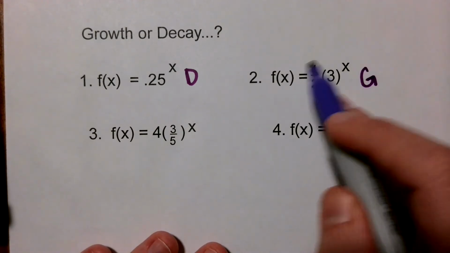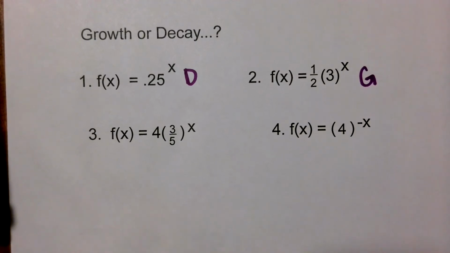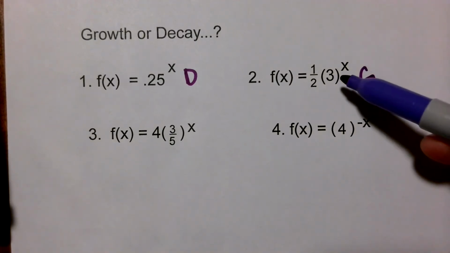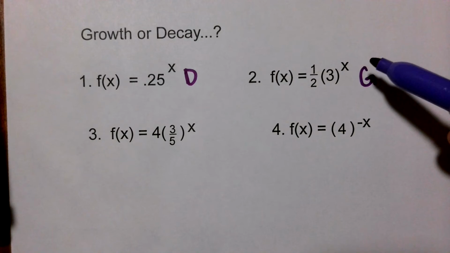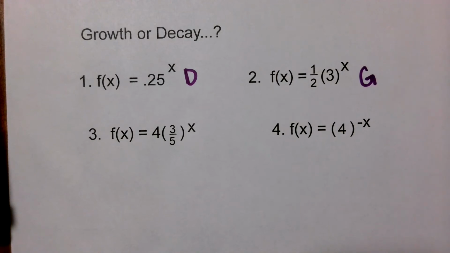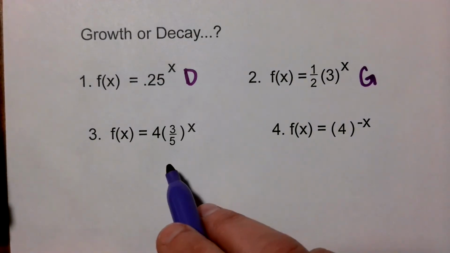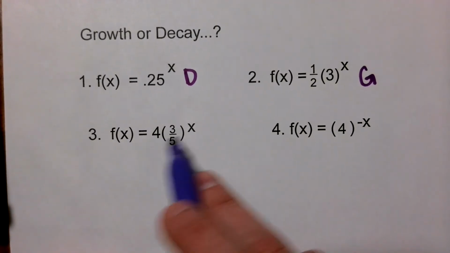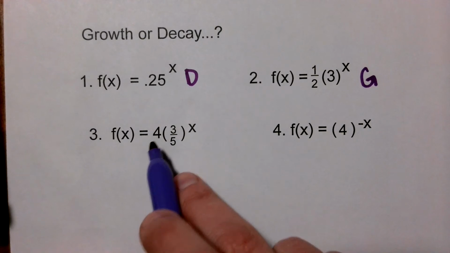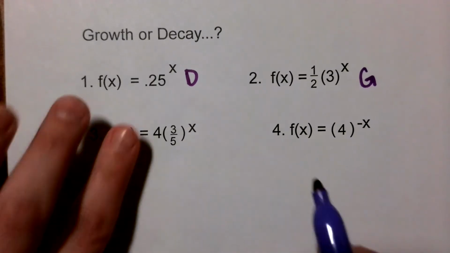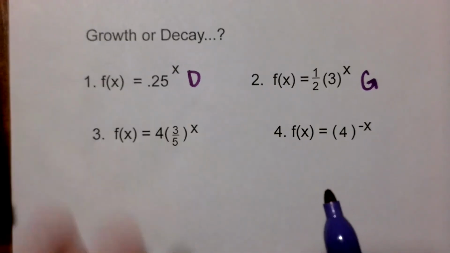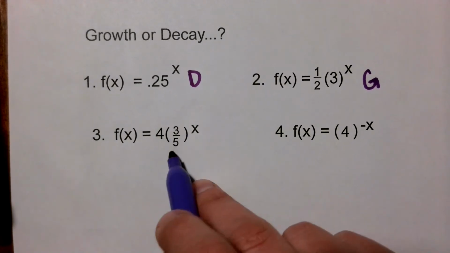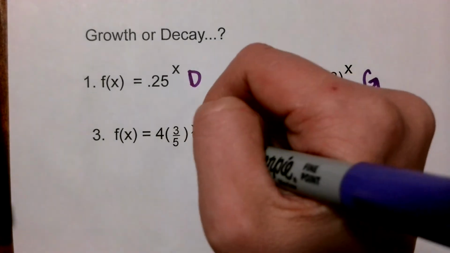Now I do have this 1/2 on the outside, and that is going to make it less steep compared to just 3 to the x, but it is still going to grow. It's just going to be a less steep growth. For 3, same situation. I'm looking at the base, not the number out front. It is going to make it steeper than another function that's just a 3/5 to the x, but because my base is in between 0 and 1, it is going to decay.